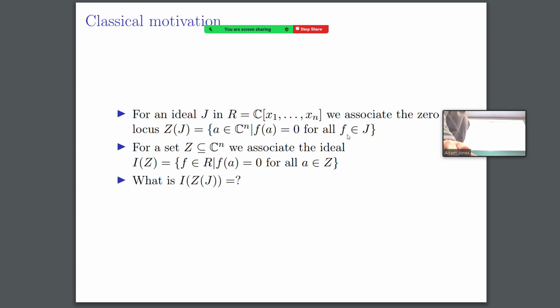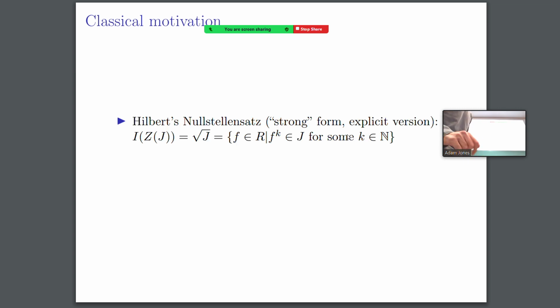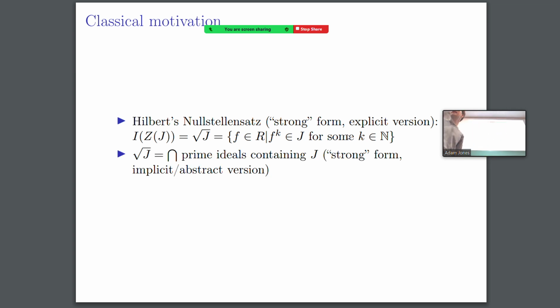And the answer, of course, is the celebrated Hilbert's Nullstellensatz, which tells us that I of Z of J is simply the radical of J, which we can define explicitly as a set of roots of elements in J, or implicitly as the intersection of prime ideals containing J. And this is sometimes called the strong version of the Nullstellensatz.